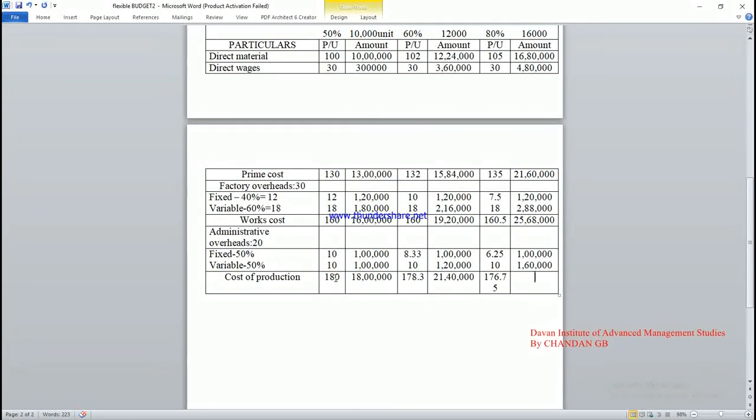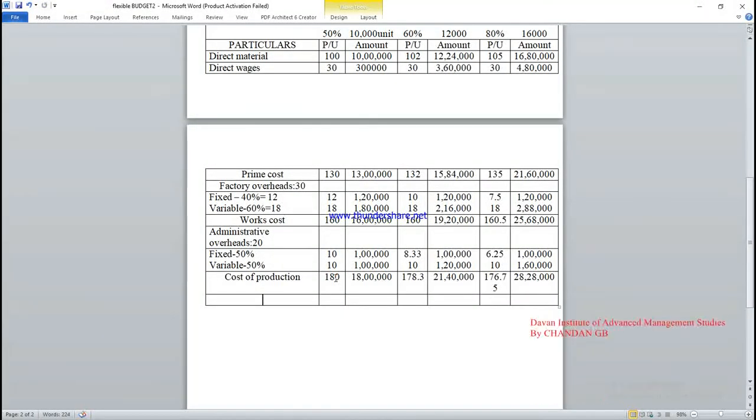Next, 28 lakh 28,000 rupees. Clear? That is the cost of production.